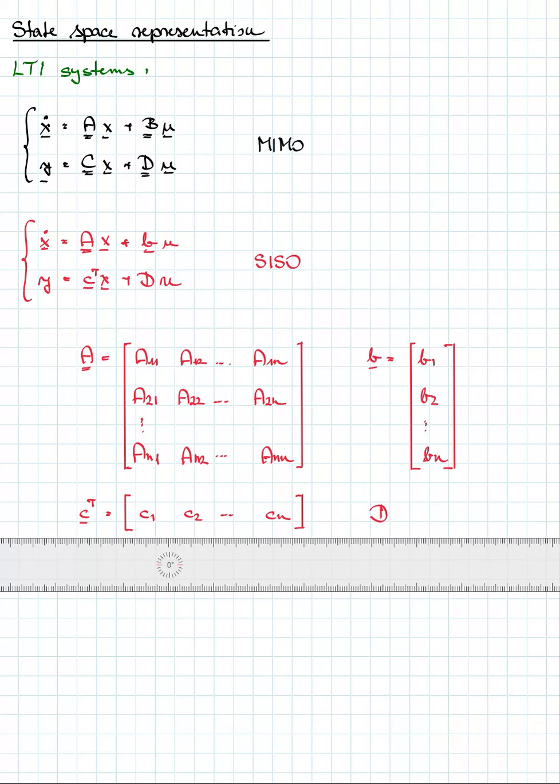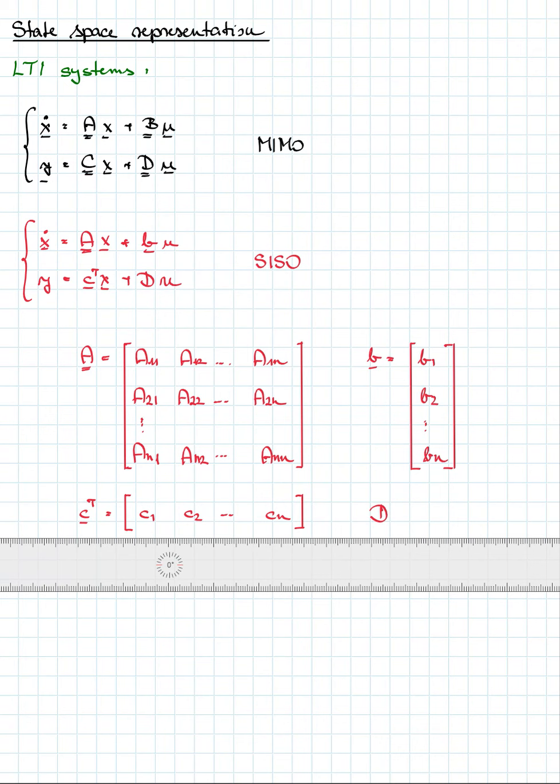In the second part of the controller synthesis block, we are going to start with the models in which D is equal to 0. So we will suppose that D is equal to 0. Of course, it's valid for the MIMO systems too.